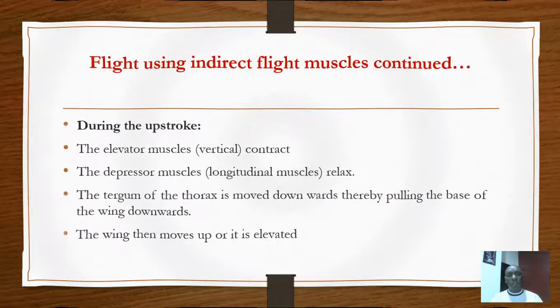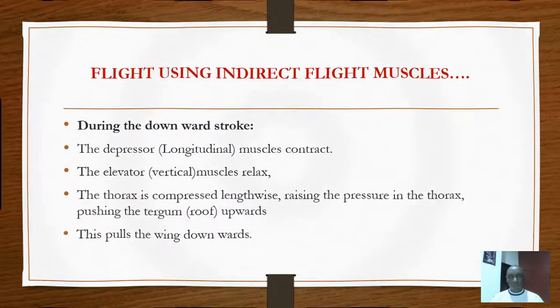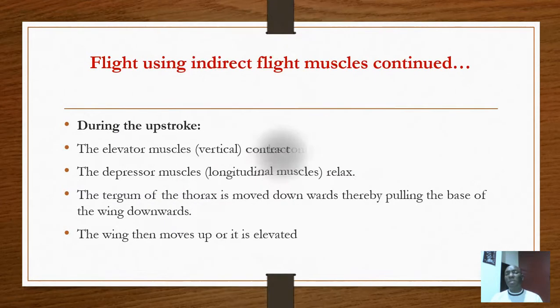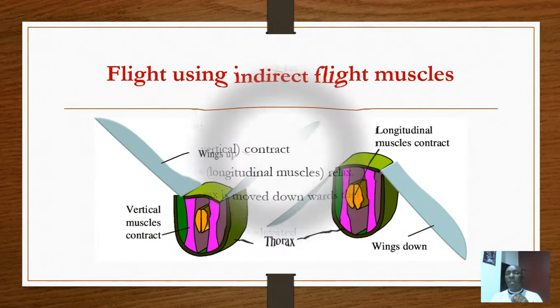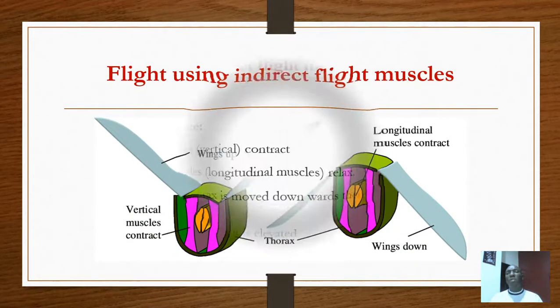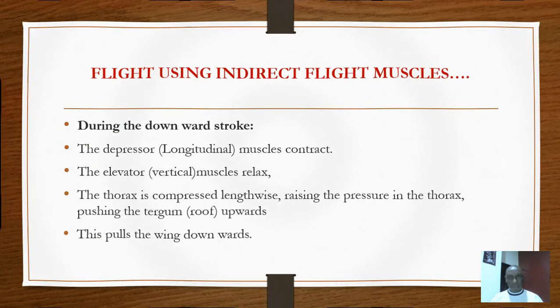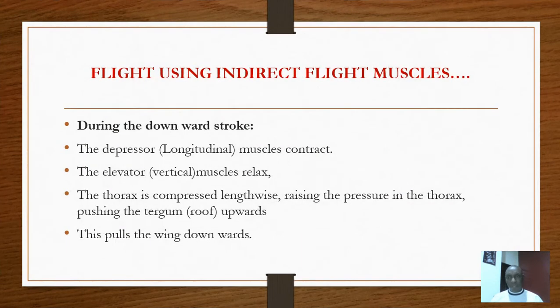During downstroke, it is now the opposite. What happens? The depressor muscles now contract, because during downstroke, depressor always contract. So depressor muscles contract, elevator muscles relax. What happens to the thorax? Remember, the roof had moved down. Now the roof or the tegum of the thorax moves upwards. When the tegum moves upwards, then the wing moves down.